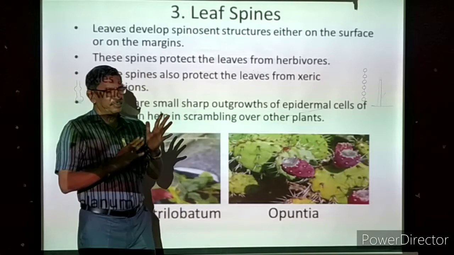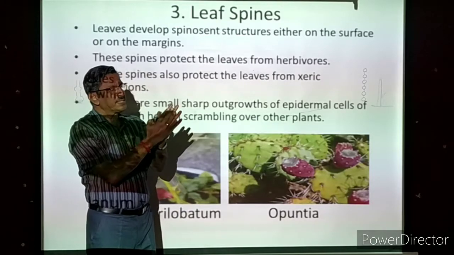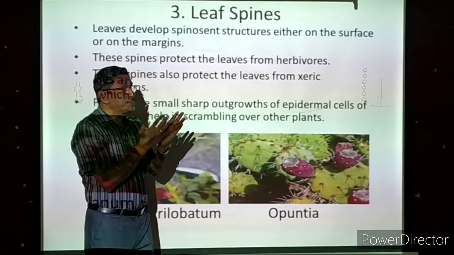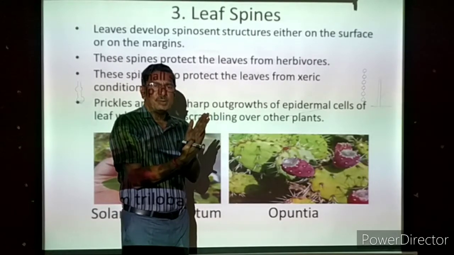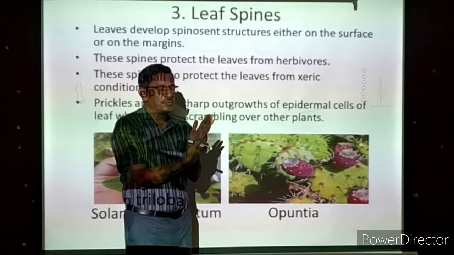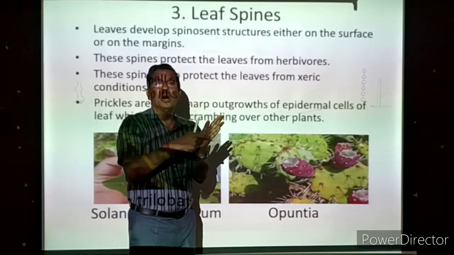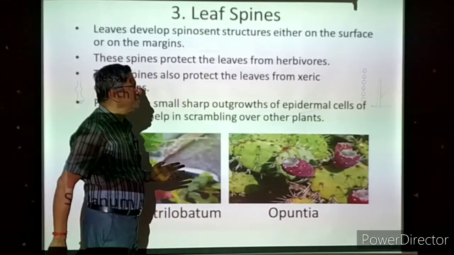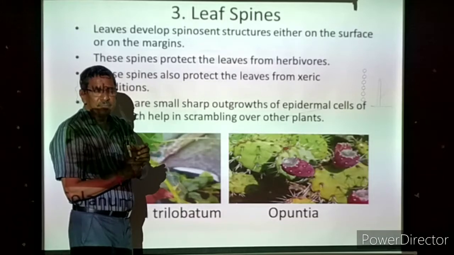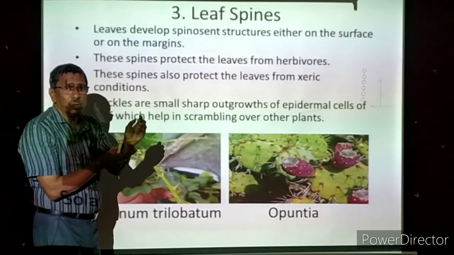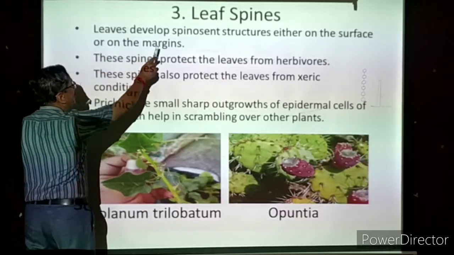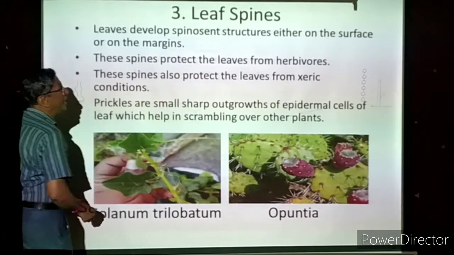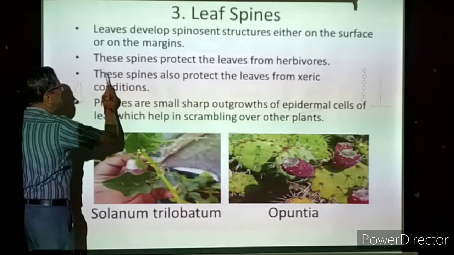So the lamina is there. This is the entire lamina, upper surface, lower surface. Now the spines, the thorns will be there on the upper surface and lower surface. Sometimes they will not be present on upper and lower surface. They are present at the margins. So anyway the arrangement will be there. But the lamina is bearing thorns, or the petiole is bearing thorns, whatever it is. So the leaves develop spinescent structures either on the surface or on the margin.